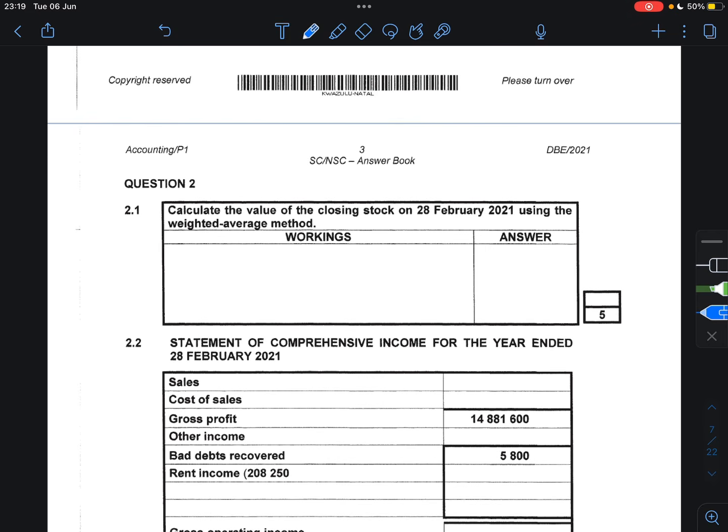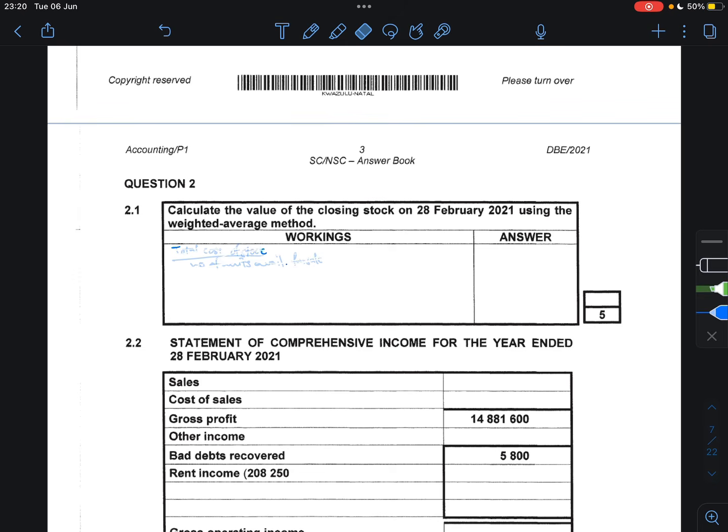All right, so remember the formula. It's total cost of stock over the number of units available for sale. All right, I just hope you got that.